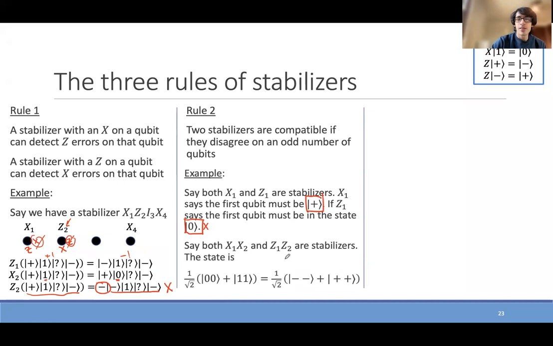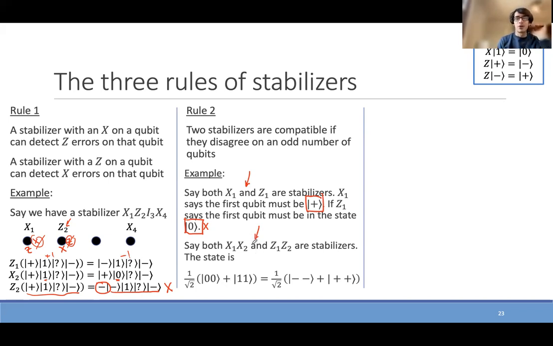is, well, clearly it's a +1 eigenstate of Z1 times Z2. But you can also check that you can rewrite it as minus minus plus plus plus, which means it's also an eigenstate of X1, X2. So the rule is these two stabilizers up here, they disagreed on a single qubit. They disagreed on an odd number of qubits, and they were incompatible. But these two stabilizers down here disagree on an even number of qubits, and they are compatible. So we always have to make them disagree on an odd number of qubits.